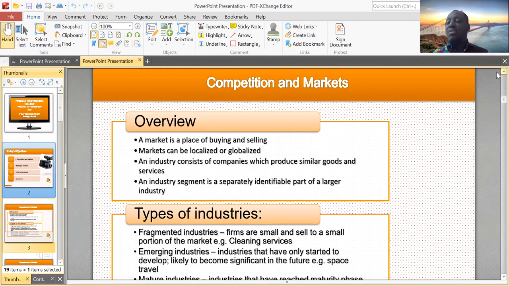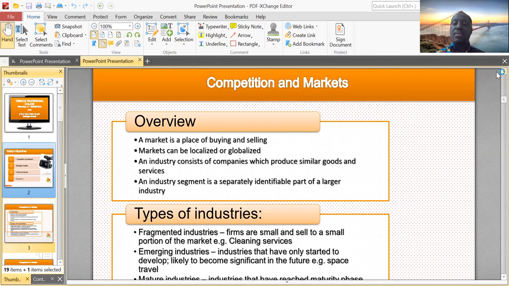I'm sure all of you have been to a market before, but what is a market? A market is simply a place of buying and selling. It does not necessarily have to be a physical location. It can be a location online. For example, if you look at Amazon, it does not necessarily have a physical location. You buy and sell things online. It's purely online.